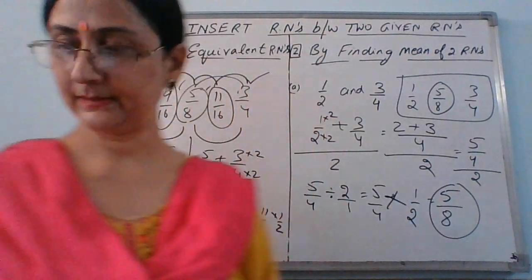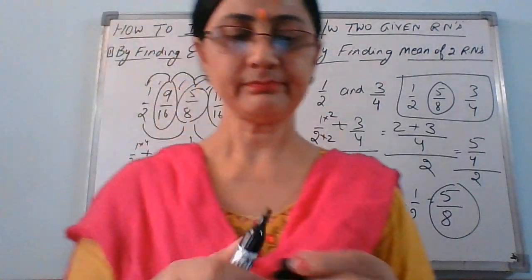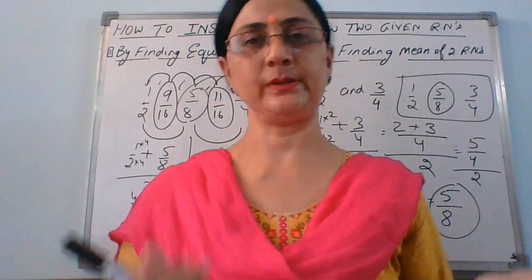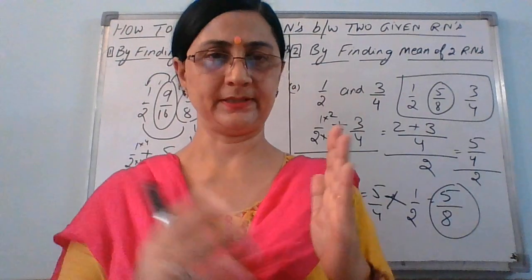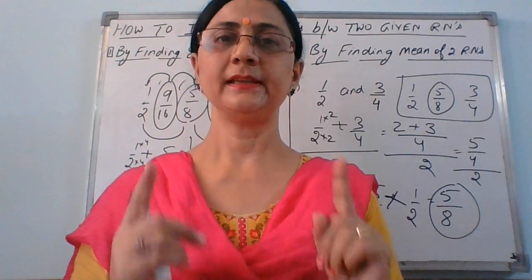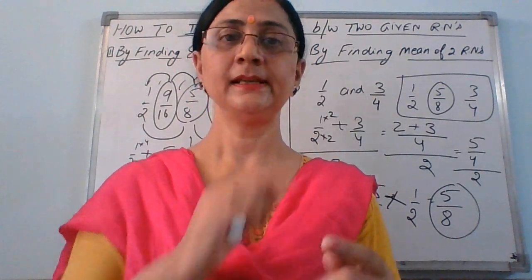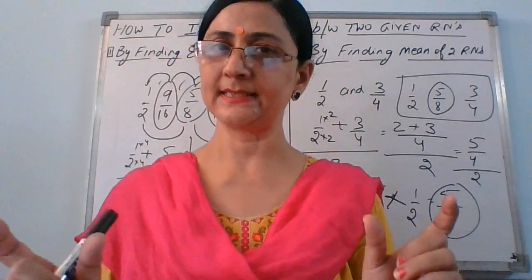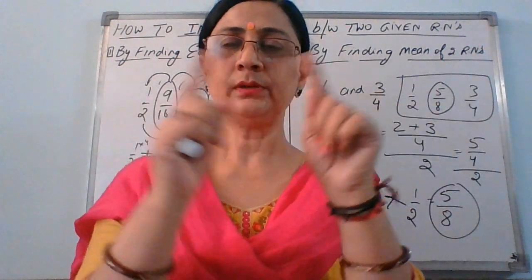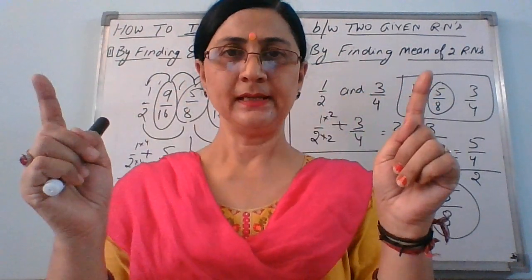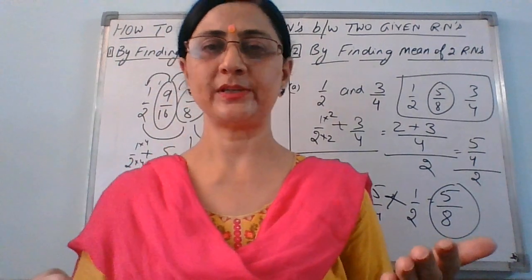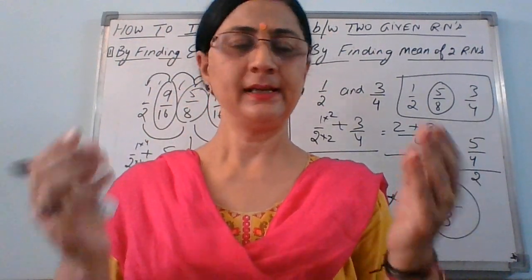So there are two methods. I'll just repeat again. First, how to insert rational numbers between two given rational numbers. The first method is the equivalent method. Make the denominator the same by taking the LCM. Once the denominator is the same, look at the numerators, and find whether you get the numbers in between according to the requirement of the question, whether you need 2, 3 or 4, then well and good.